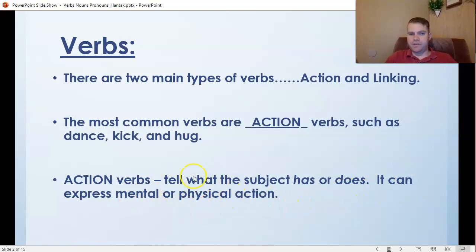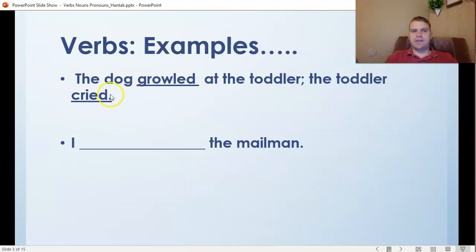It can be something very physical and obvious like dance or kick. It could be a mental action like to say something, or to think is an action as well, even though it may not have actual movement. For example, here's a sentence that has 2 action verbs. They're underlined for you. The dog growled at the toddler. What did the dog do? The dog growled. Semicolon, the toddler cried.